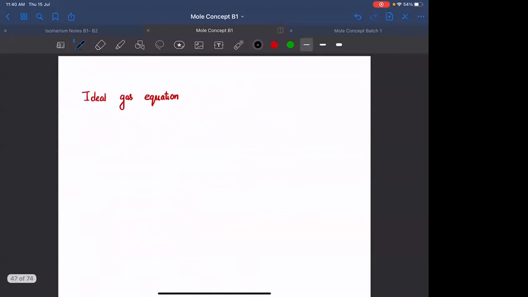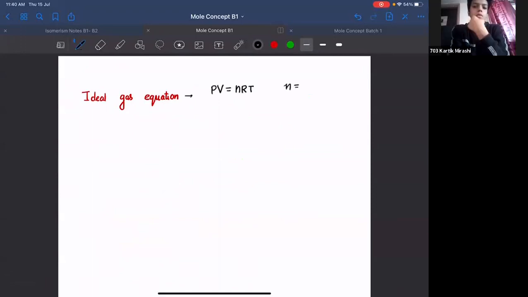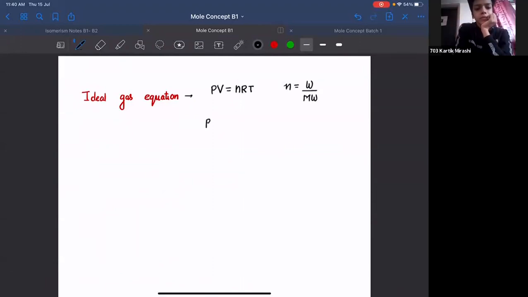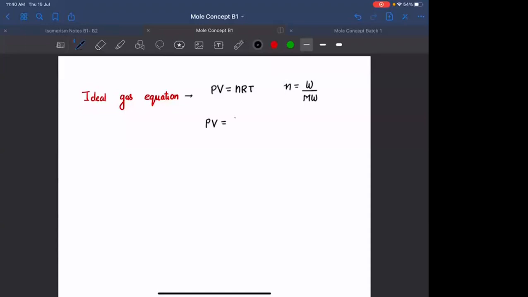Okay, what is the ideal gas equation we have? PV equals to nRT. Let us see different forms of it. How to calculate number of moles? If you are given weight, sample mass upon molecular mass, which is nothing but weight upon molecular weight. Okay, so PV equals to, in place of moles, I'm substituting weight upon molecular weight times RT.